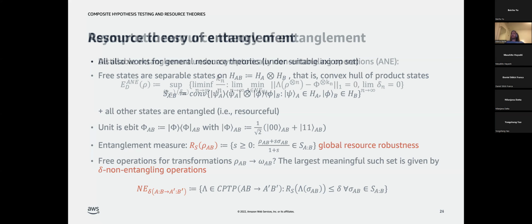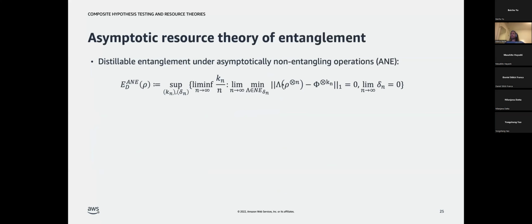Good. And then we can ask how much entanglement one can distill. And here, okay, this is a general formula. It's not so important. The point is just if I start with a state rho tensor n here, then the question is, if I use the optimal delta non-entangling map, how many ebits can I distill asymptotically? Okay, so this is the distillable entanglement.